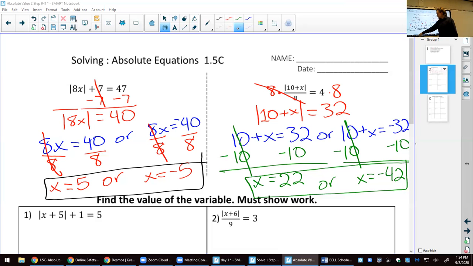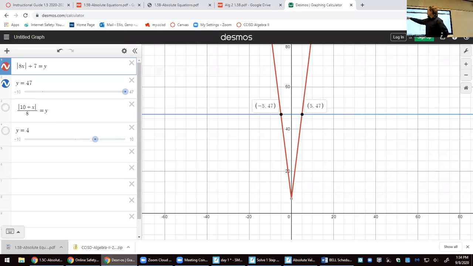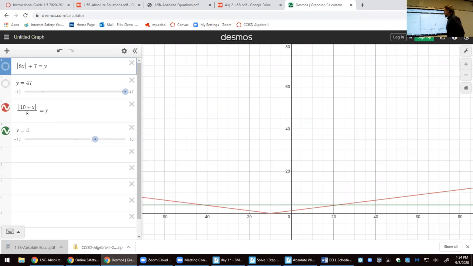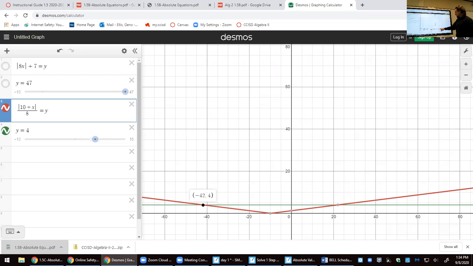Then we can check that one. If I come back to my graph, I want to hide these ones. I don't need that anymore. Bring these ones back up. Then we can see we've got this wide opening graph. We do have points at -42 and +22. So it checks.